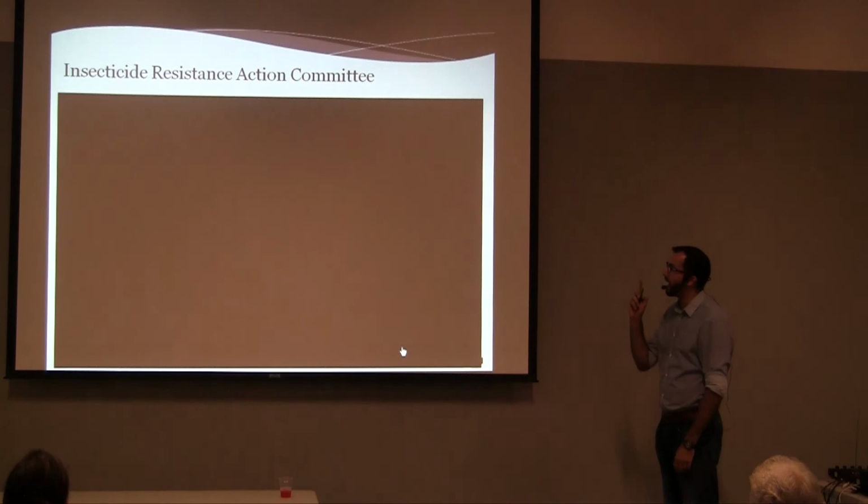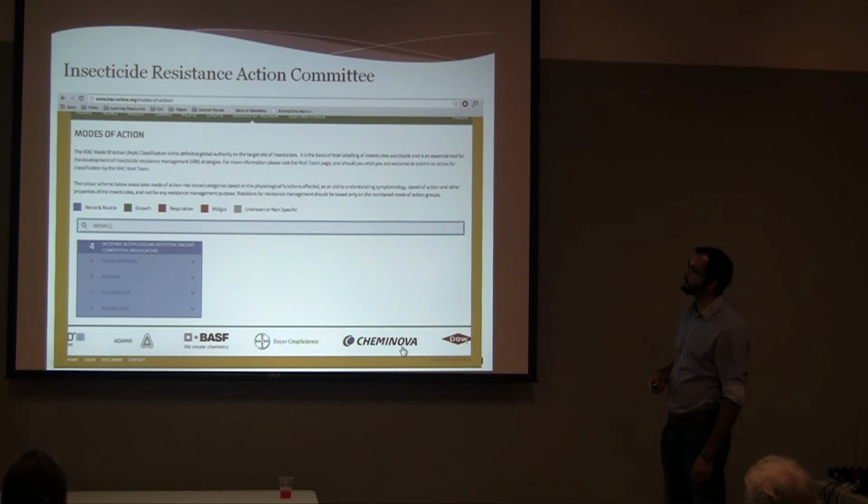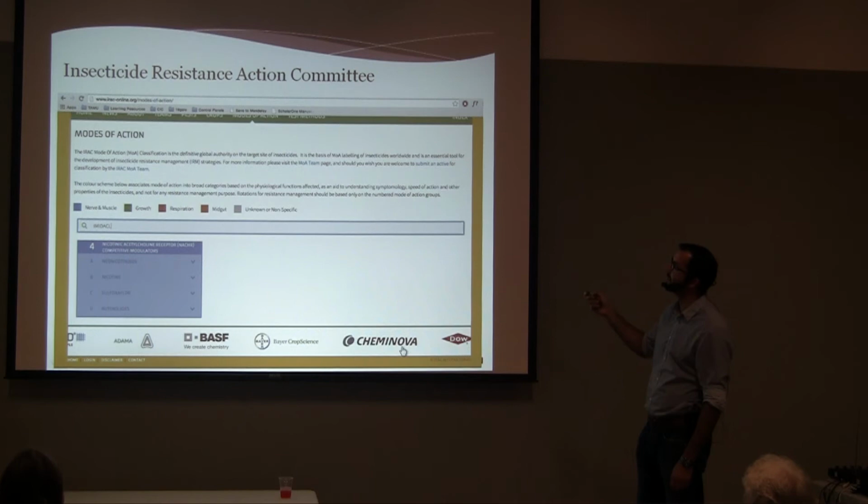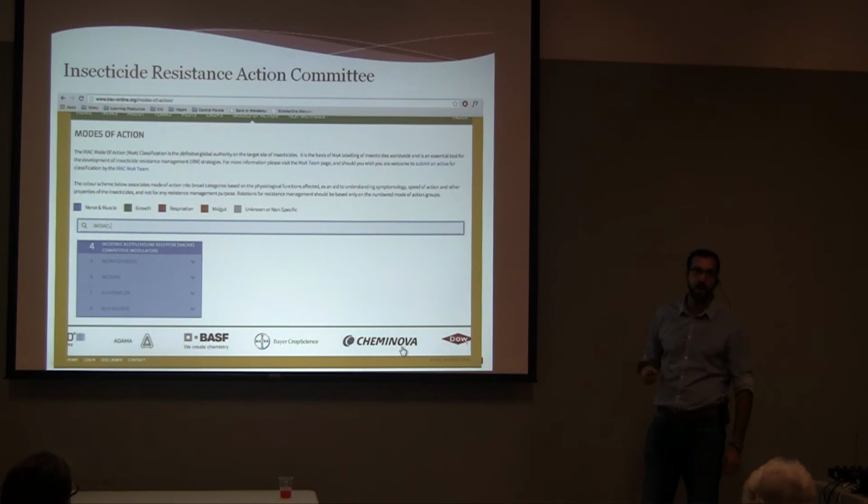So, how do we know if something is a different mode of action? Let's go to IRAC. If you go to IRAC-online.org, that stands for the Insecticide Resistance Action Committee, where you search Insecticide Resistance Action Committee. You click on Modes of Action.